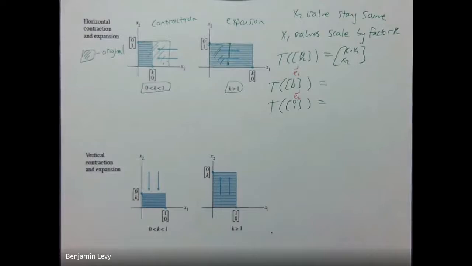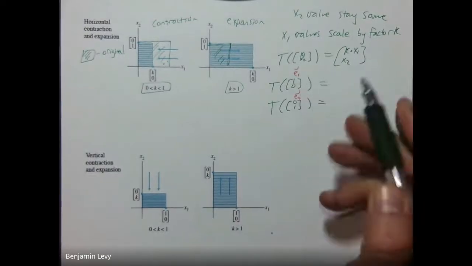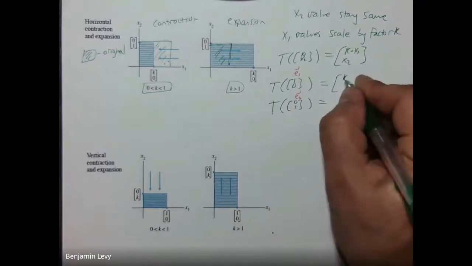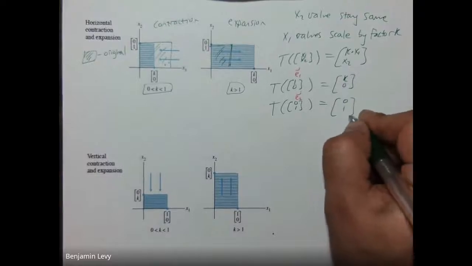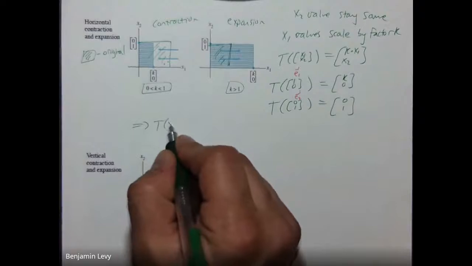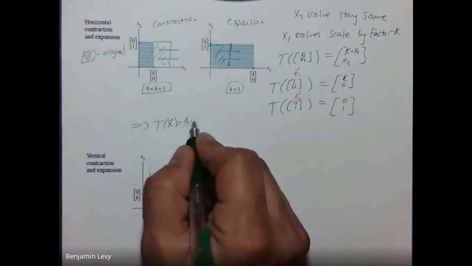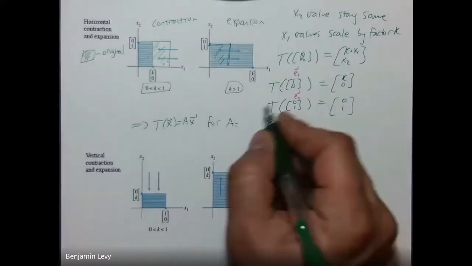All right, so this says multiply the first entry by k, keep the second entry the same. So this becomes k, 0. The second one just stays the same, 0, 1. So those are the columns of the matrix. So T of x equals Ax, where A equals those columns.